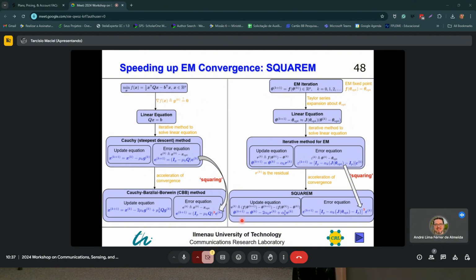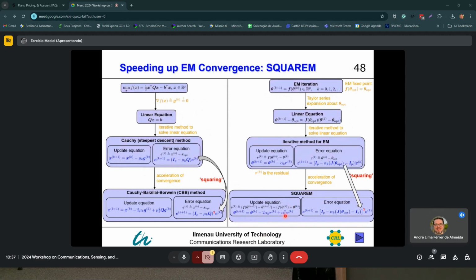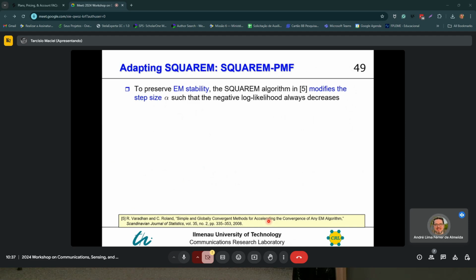In our case, we want to use this error equation and the update equation. But remember that for the PMF, we need to guarantee that the loading vector and the factor matrices are all in the probability simplex. If we apply square EM as it is, we will not be guaranteed that we will meet these constraints. So what we need to do is ensure that the solution we get is within these constraints.